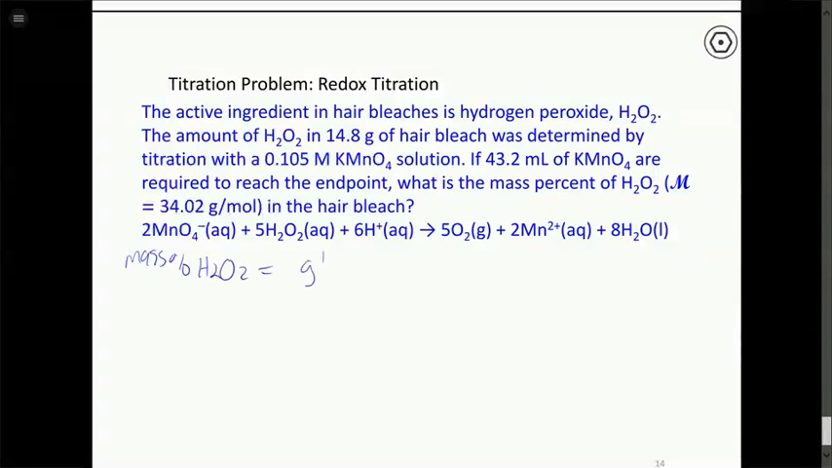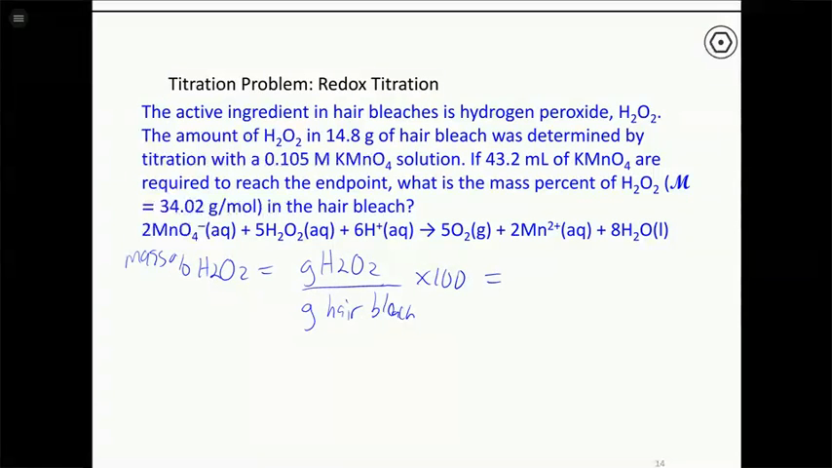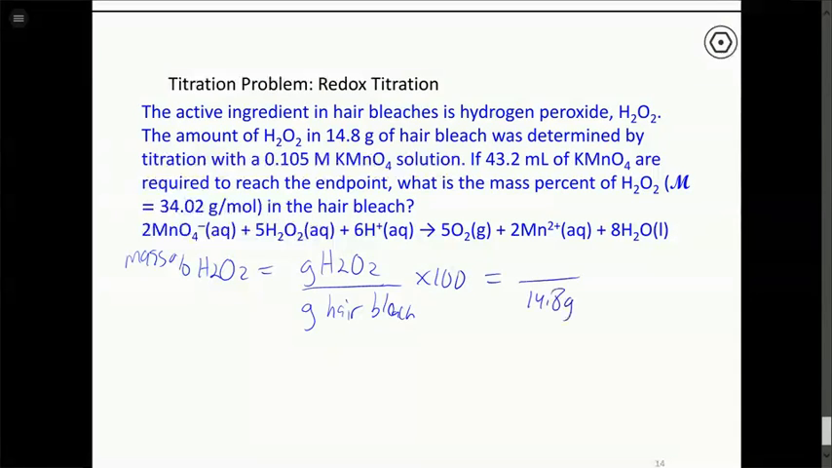So what we need is the mass of H2O2 in grams divided by the mass of our hair bleach in the same unit, and we multiply that by 100. So we're told that we're starting with 14.8 grams of our hair bleach solution, so that's going to be our denominator that's given to us.